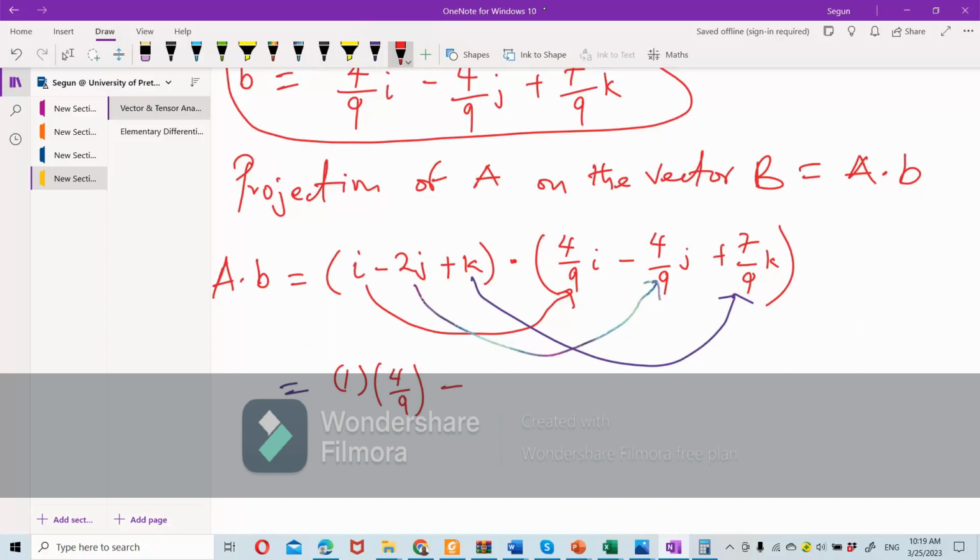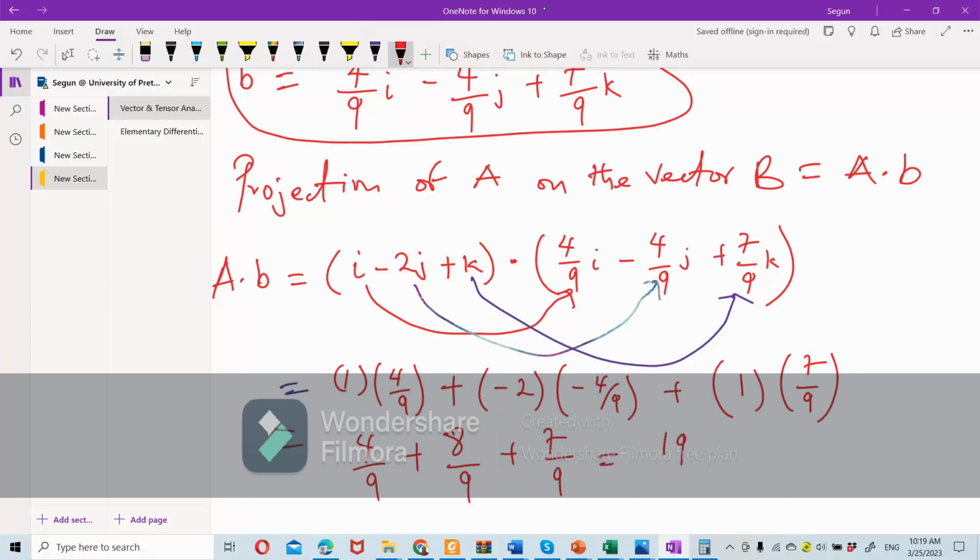So we have minus, don't forget, in this case, we put plus because we have negative 2 multiplied by negative 4 over 9, plus 1 multiplied by 7 over 9. So at the end of the day, you have 4 over 9 plus 8 over 9 plus 7 over 9. When you add everything together, you have 19 over 9. Any question? That is the projection they asked us to calculate.